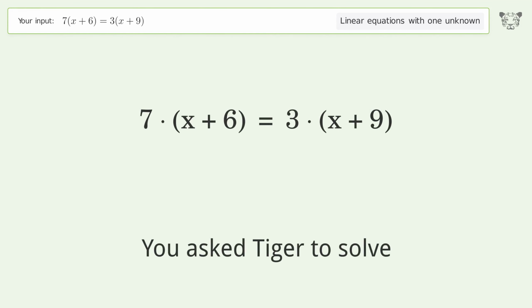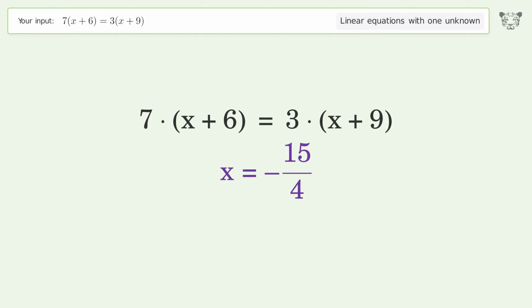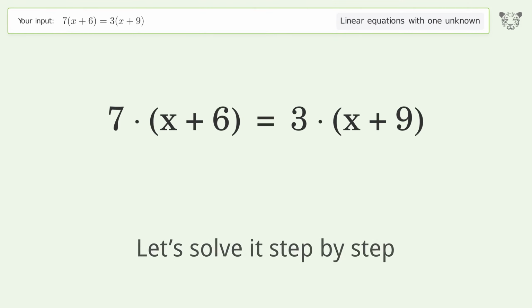You ask Tiger to solve. This deals with linear equations with one unknown. The final result is x equals -15/4. Let's solve it step by step.